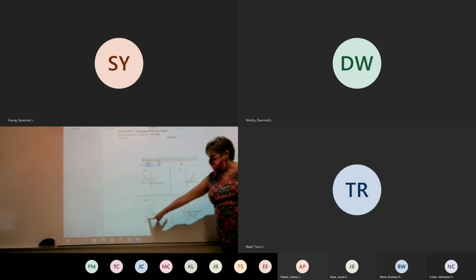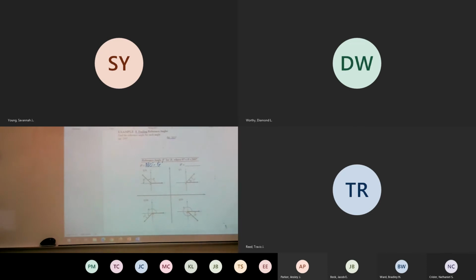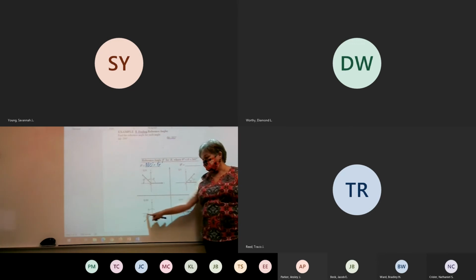So in quadrant 3, what's your reference angle going to be? All the way down. So how do we find theta prime in quadrant 3? We have to reference it to the x-axis.